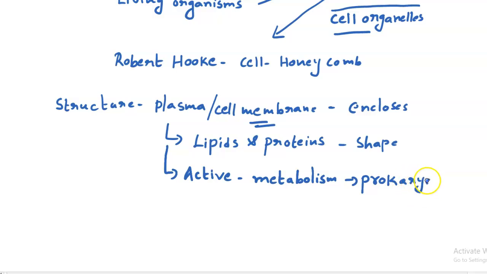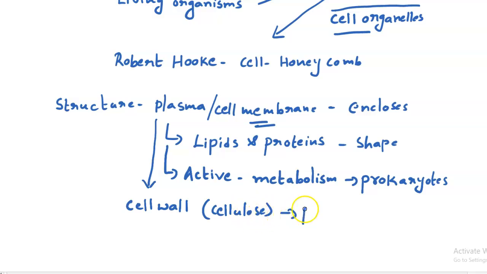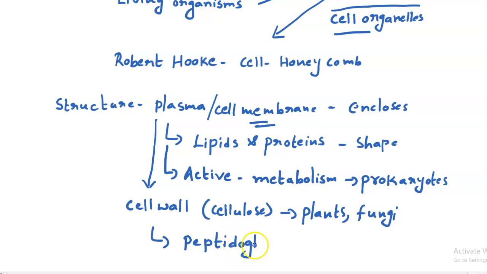Now, let us move to the next component in the cell. The plasma membrane is covered by a cellulosic cell wall, an outer covering. It is made up of cellulose and present in plants and fungi, whereas the cell wall is made up of peptidoglycan in bacteria, that is in a prokaryote, but it is absent in animal cells. Cell wall is absent in animal cells.